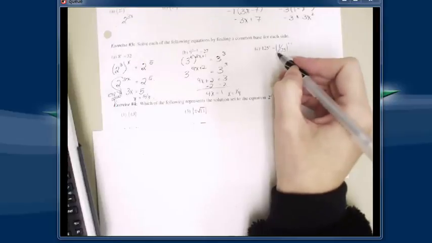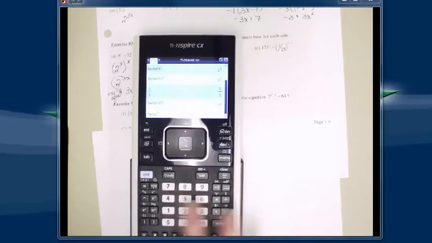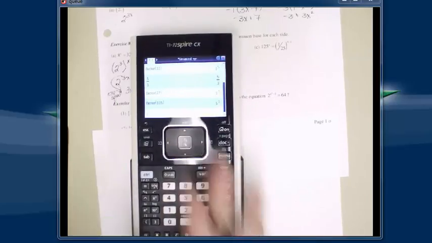Okay? All right. One more. Oh boy, oh boy. 125. Factor it. Menu, 2, 3, 125. That breaks down that that's the same as 5 to the 3rd. And remember that was being raised to the x.